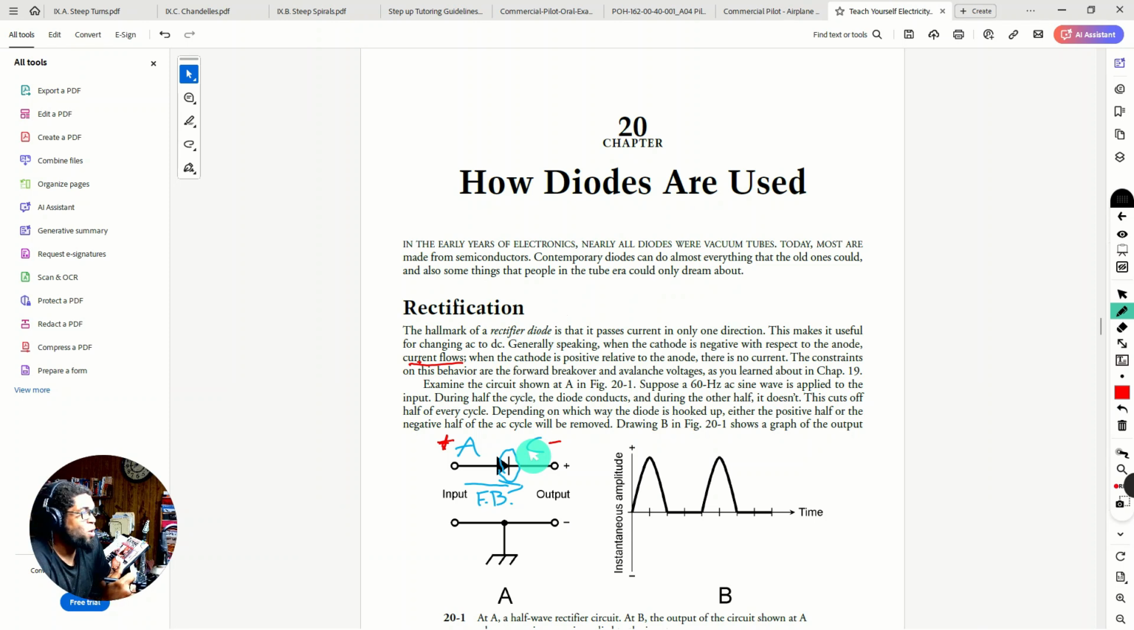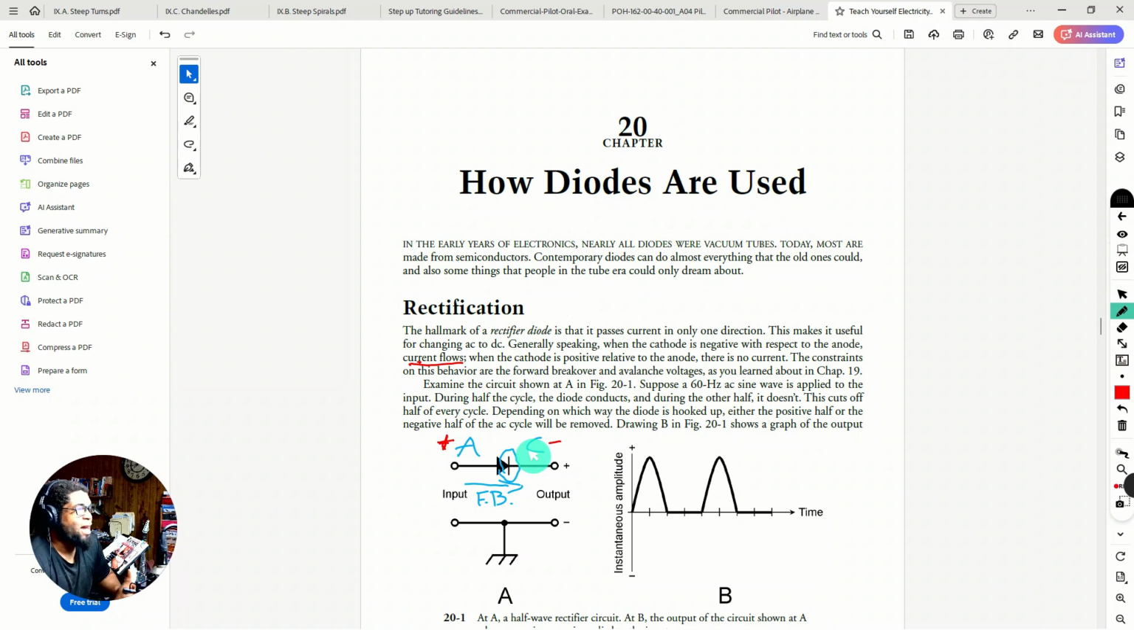Okay, so if the cathode is 0 and the anode is 20, then the cathode is negative with respect to the anode. So don't think that there has to be a negative voltage applied to the cathode for this to work. It just has to be less than what the anode sees.